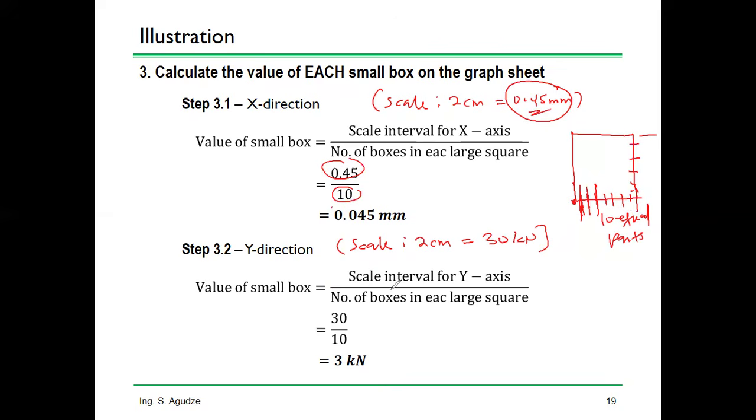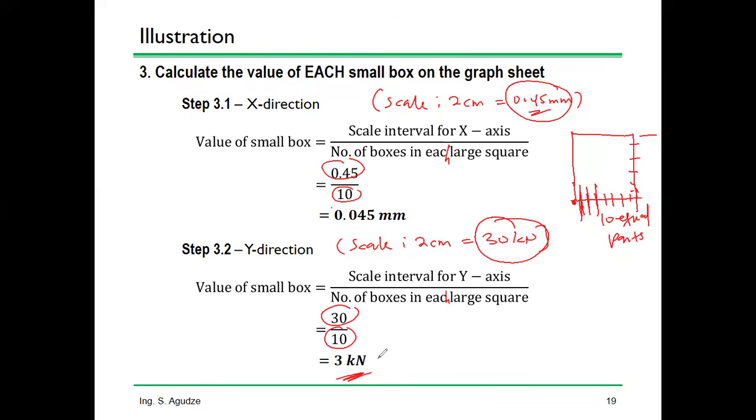Then in the y direction, we also take the scale interval for the y-axis, and then divide by the number of boxes in each large square. Is that okay? Because with our scale, we selected 30 as the interval. We take 30 again divided into 10 small boxes, and that will give 3 kilonewtons. Once this has been done, we are completely through with all that we need.